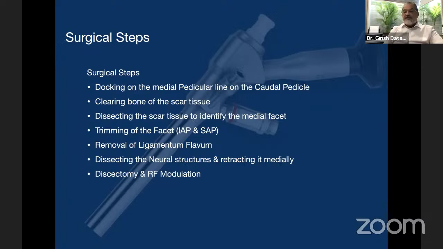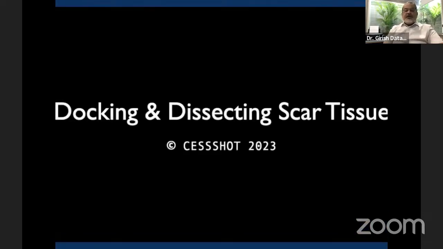Removal of the ligamentum flavum after you have detached it from the medial wall of the superior articular process. Dissecting the neural structures and retracting them medially so that you have free space to perform your discectomy if required. If you just remove the facet, then it is only the stenosis that you are handling. Discectomy and RF modulation are definitely important, because there are bleeders, and second, you want to shrink tissues on the ventral aspect of the spinal canal. So first is the docking and dissecting.